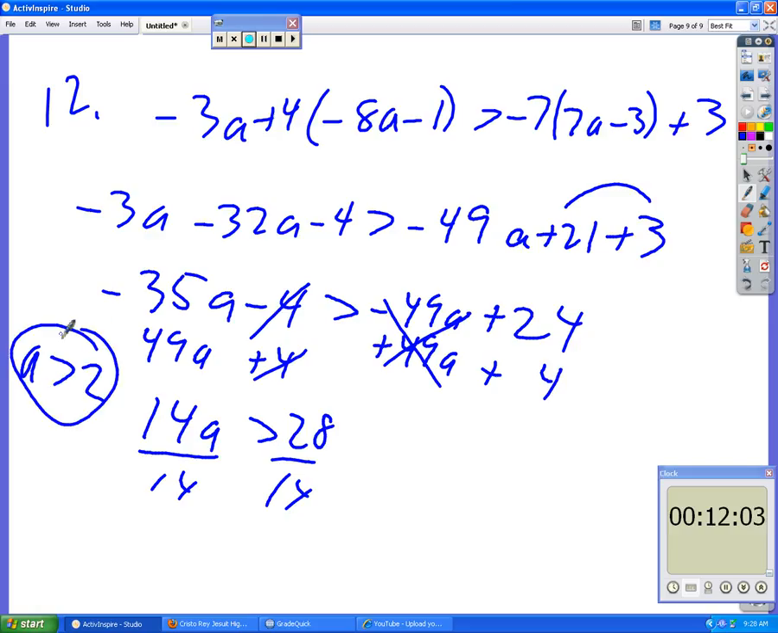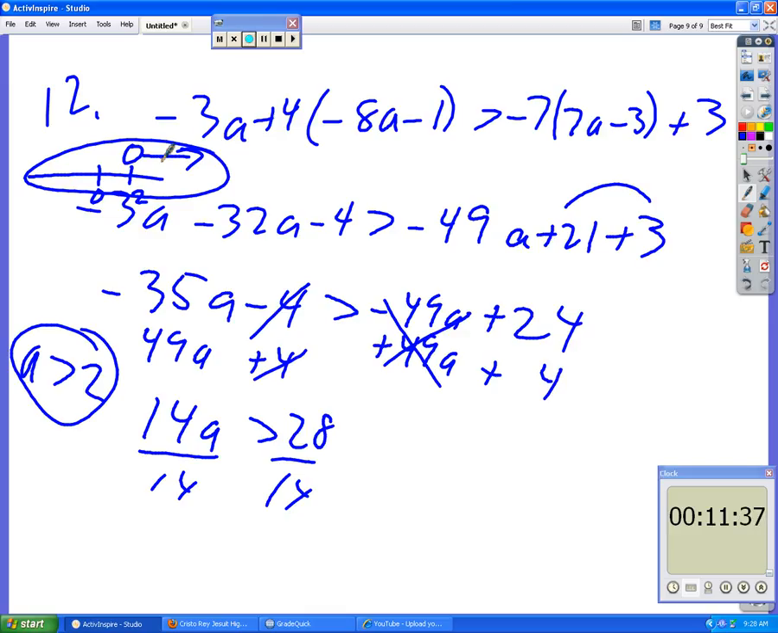Now, did they ask me to graph this? Yes. Okay, so there's my algebra answer, and now I need to graph it. And all I do is, this is 0. What's my boundary? 2. Boundary is 2. Mark 2. Put a circle above it. Is the circle filled in? No. And which way does the line go? Right. So the arrow goes to the right. There's my graph.